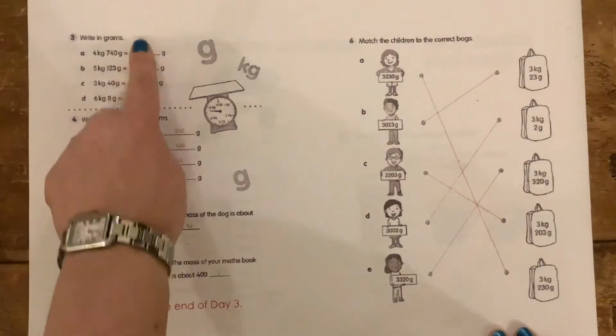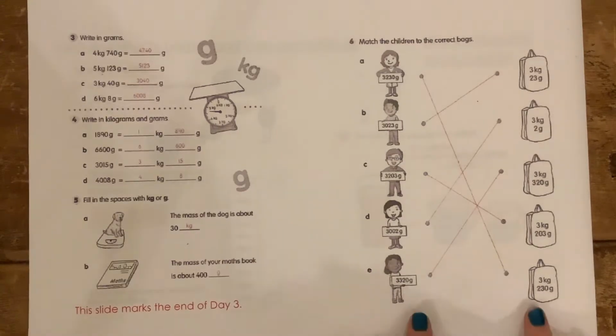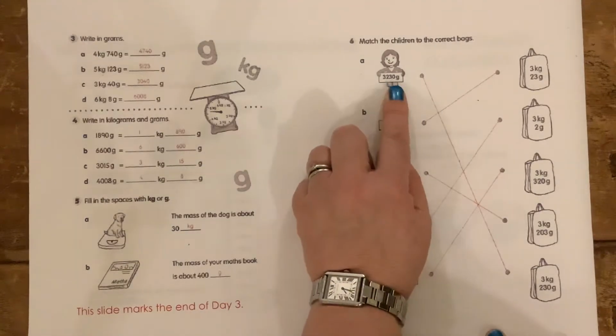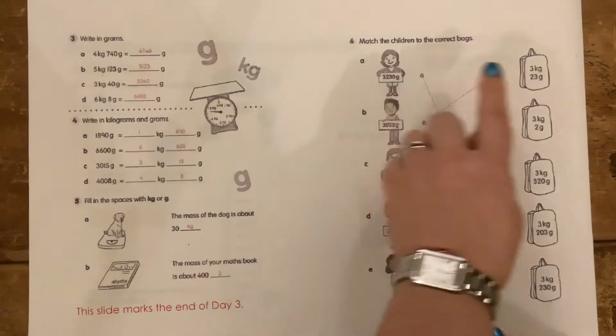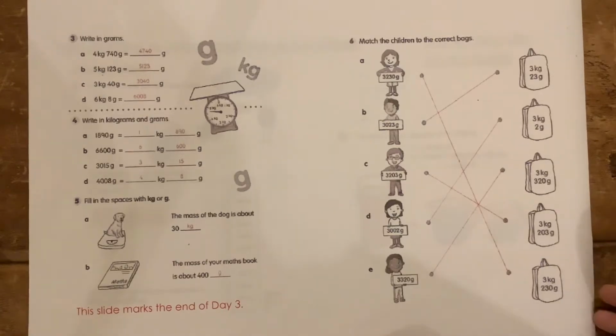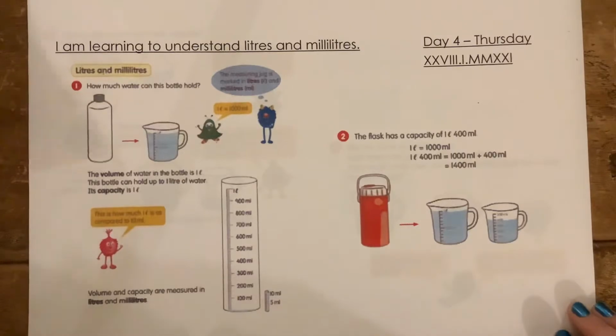And then we had some more examples where we were doing those conversions. And then in this question, we were matching the equivalent weights. So 3,230 grams, you needed to match that up with a bag on the other side, which weighed the same amount, but was written in kilograms and grams. So pause the video, check those. So on to today's lesson.